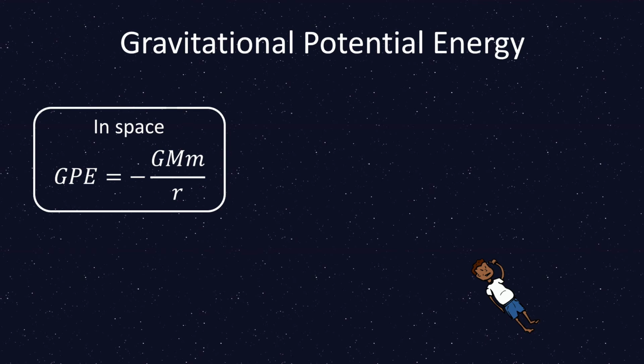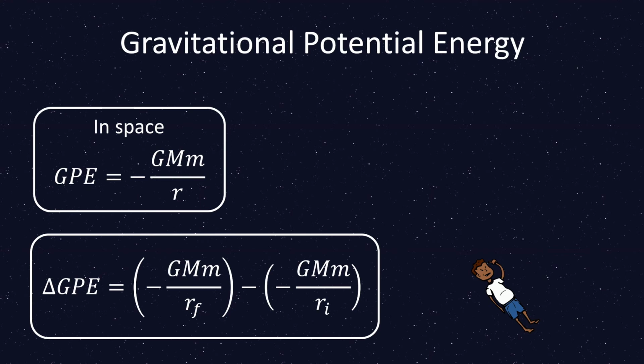Now in space, we have a more general expression, which is negative GMm over r. The change in gravitational potential energy, just like near Earth's surface, we can calculate by considering the final energy minus the initial energy.